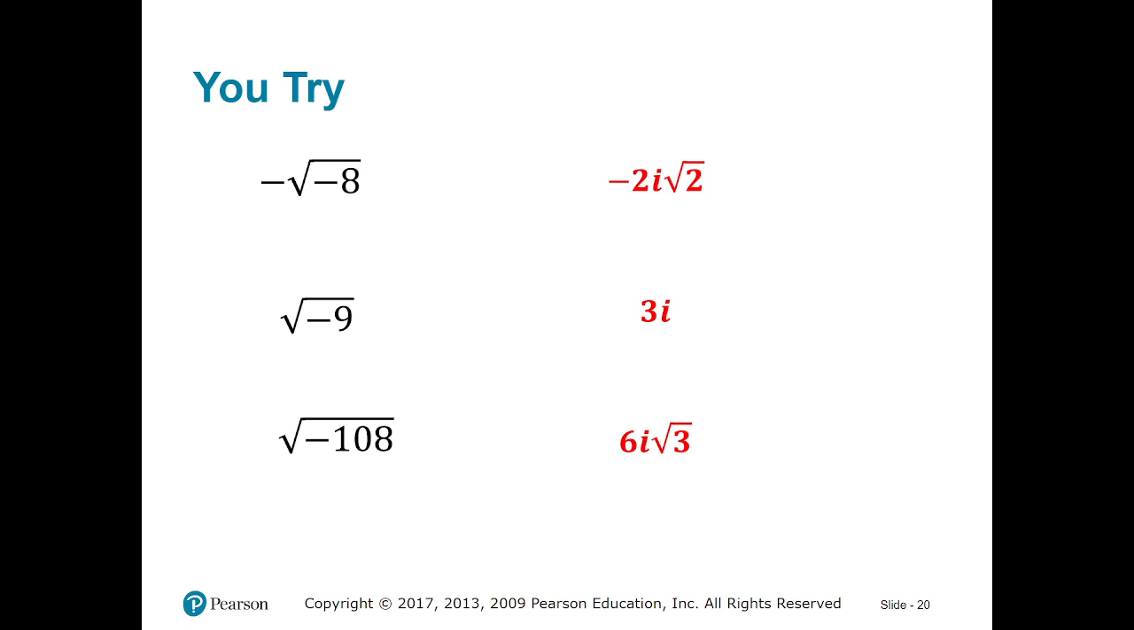Okay, so hopefully you guys got these answers. The negative square root of negative 8 is negative 2 times i times the square root of 2. The square root of negative 9 is just 3i. And then the square root of negative 108 is 6 times i times the square root of 3.